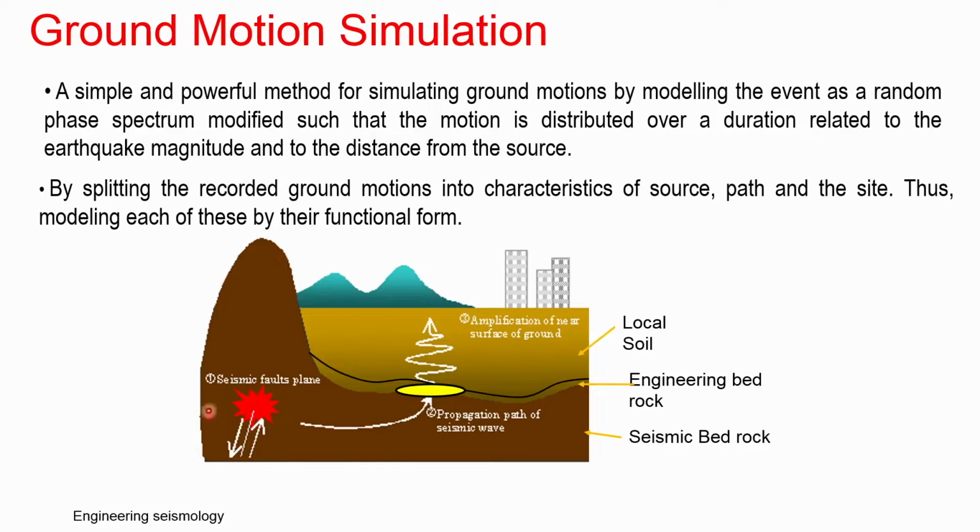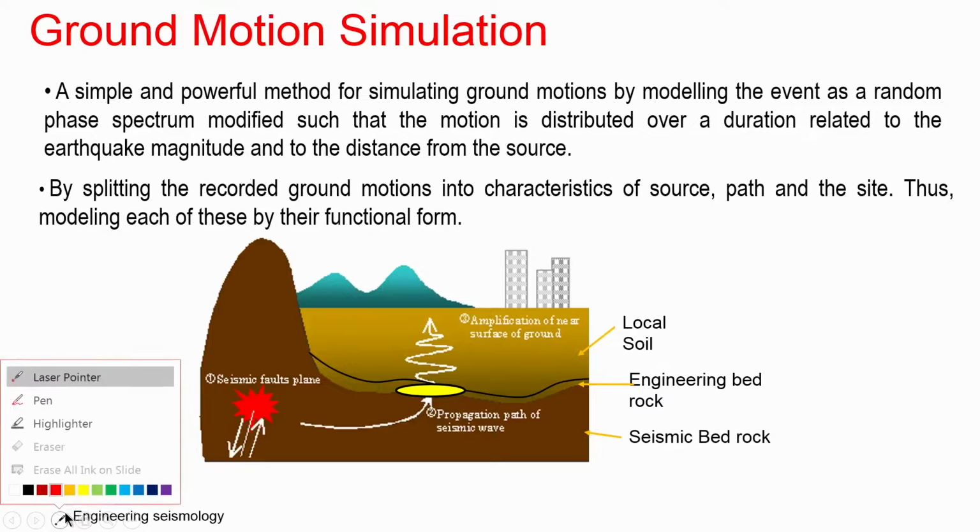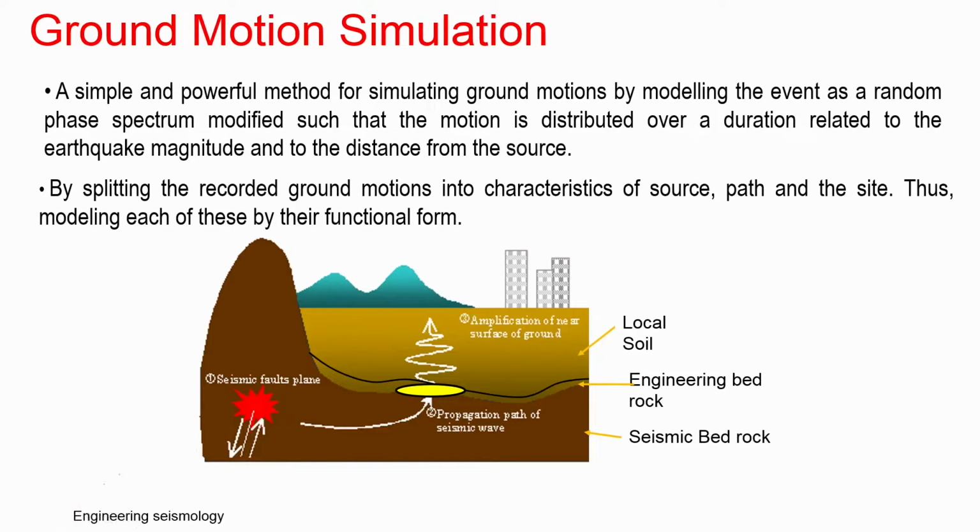So, this is the hill and then this one. This is basically where the source is. This is the one where the earthquake originates, where the fault is rupturing. As I said, the waves travel like this.